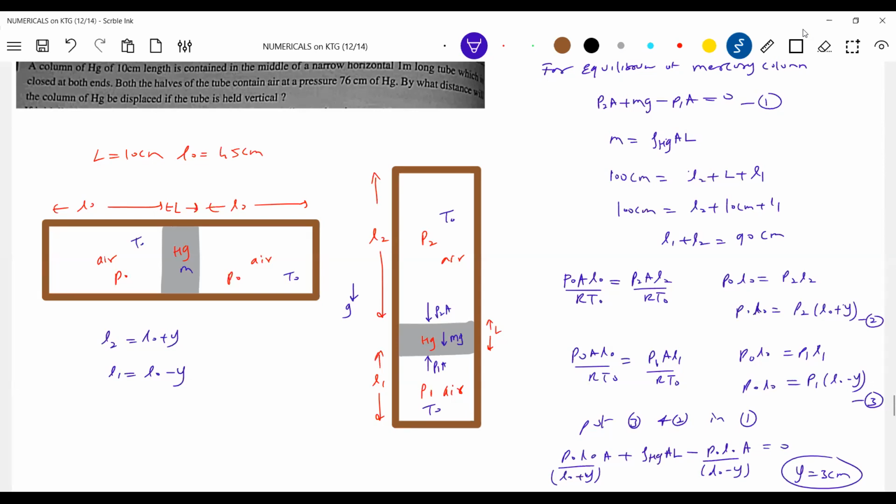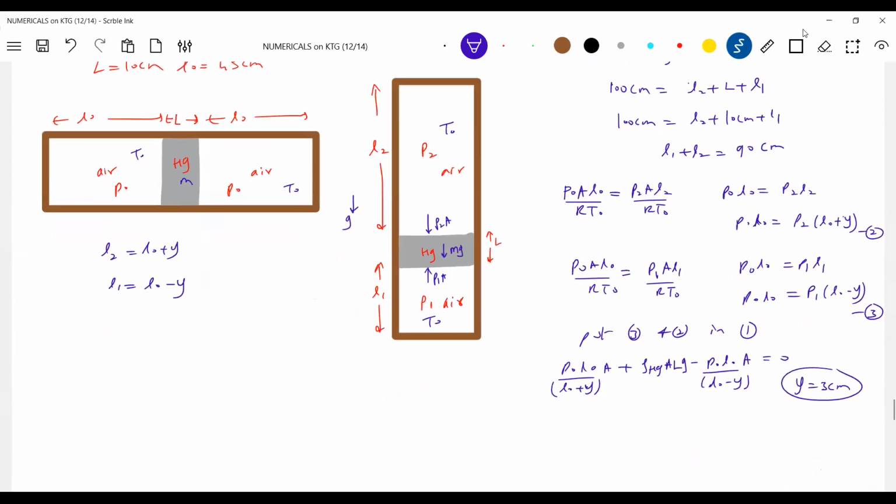Sir, it is rho Hg into A into L into G, no, sir? Okay, G is missing. Yeah, G will be there. What do you mean by rho Hg? You can write 76 centimeter of mercury. Sorry, this P naught should be equal to 76 centimeter of mercury, so that rho Hg gets eliminated from there. I think you should not go for the density of mercury.